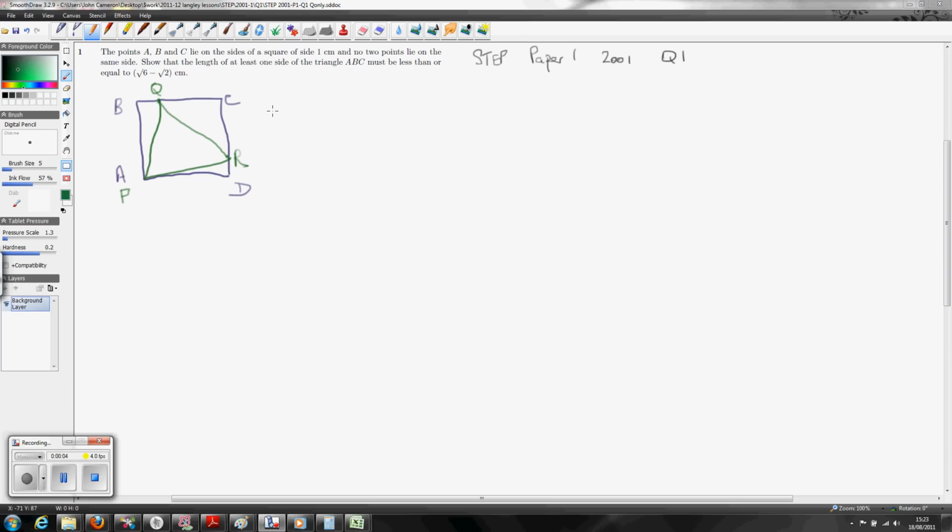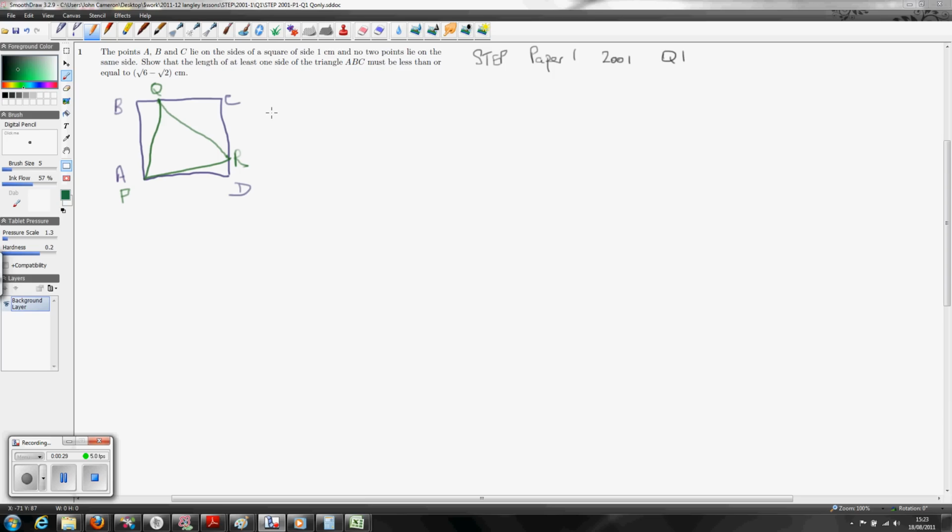Welcome to this presentation. It's on STEP paper 1 2001, the first question. Let me read the question. The points A, B and C lie on the sides of a square whose sides are 1 centimetre. No two points lie on the same side. Show that the length of at least one side of the triangle ABC must be less than or equal to root 6 minus root 2 centimetres.